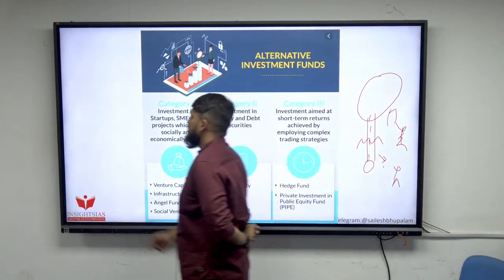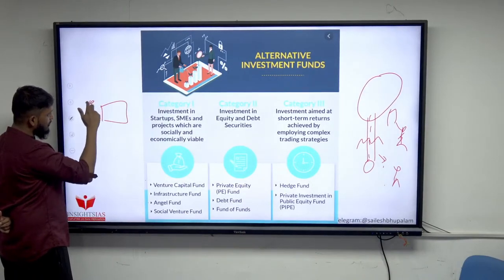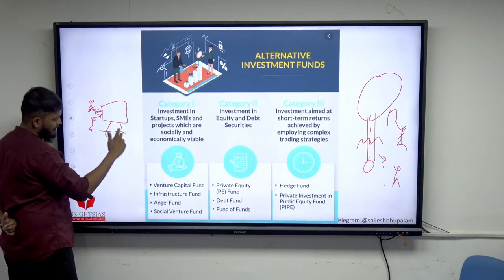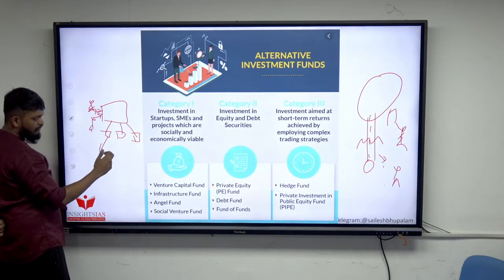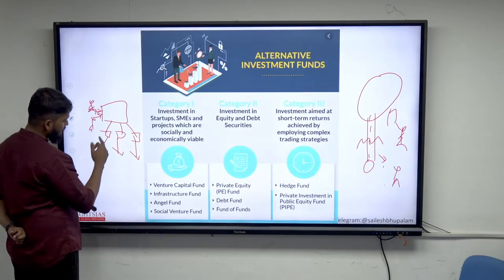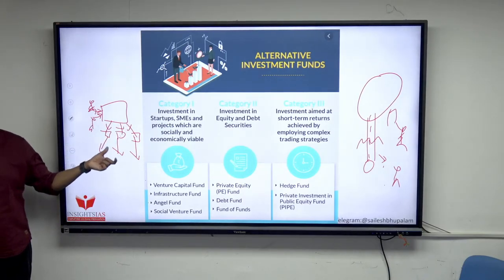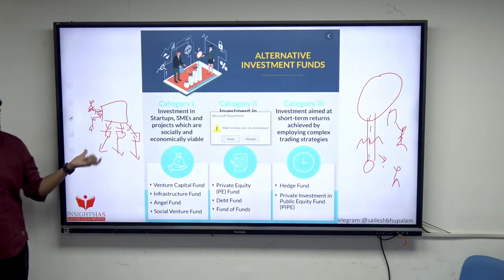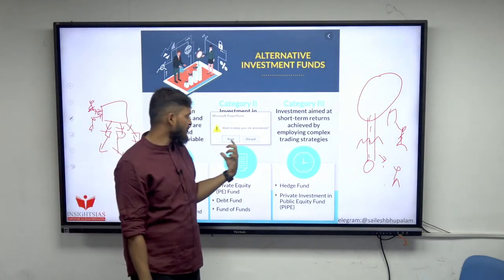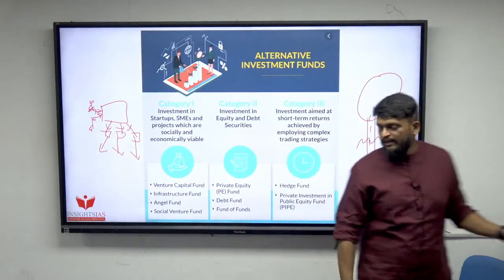Fund of funds means they will invest in a different fund. That means money has been pulled together from many people like this, and this money will be invested in other funds. They are not directly investing anywhere. Imagine one is a venture capital fund, one is an angel fund, one may be some other infrastructure fund. But this fund is not investing directly in any infrastructure, or startup, or anything. They are investing only in existing funds. This is what we call as fund of funds. These are all category 2.